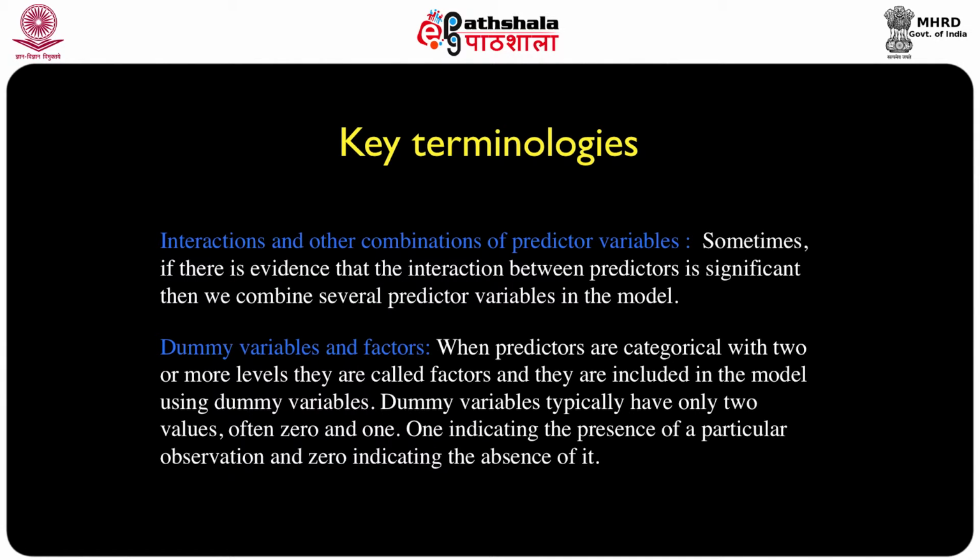And finally, we have dummy variables and factors. When predictors are categorical with two or more levels, they are called factors and they are included in the model using dummy variables. Dummy variables typically have only two values, often 0 and 1.